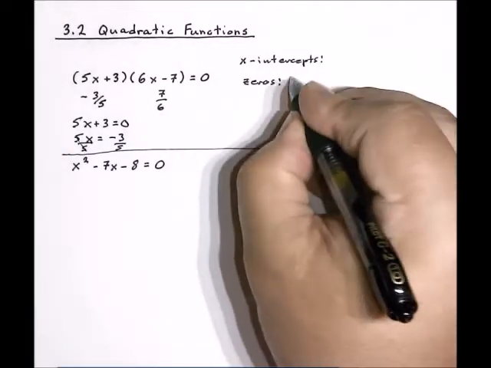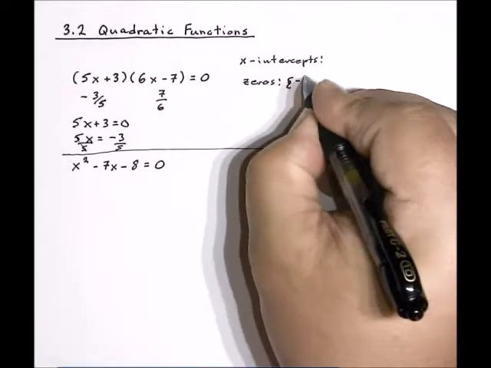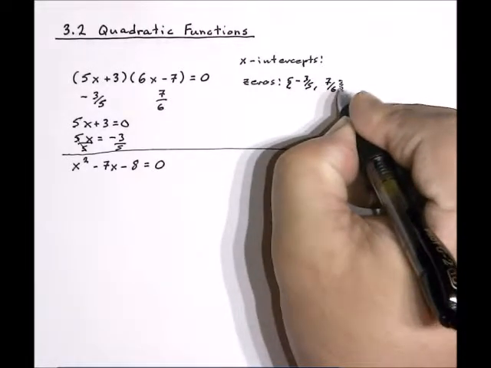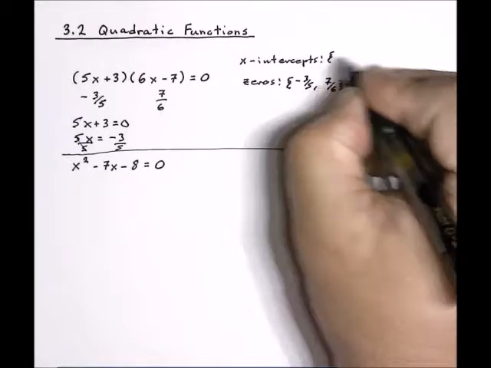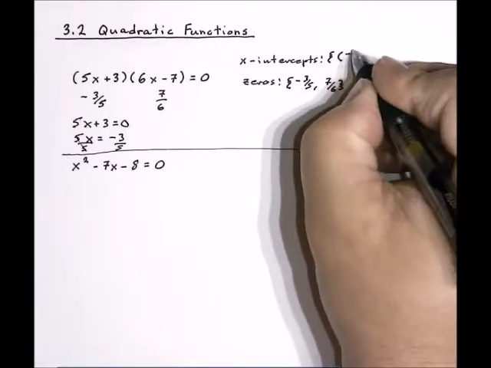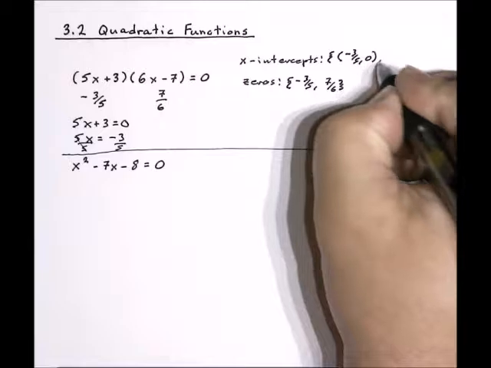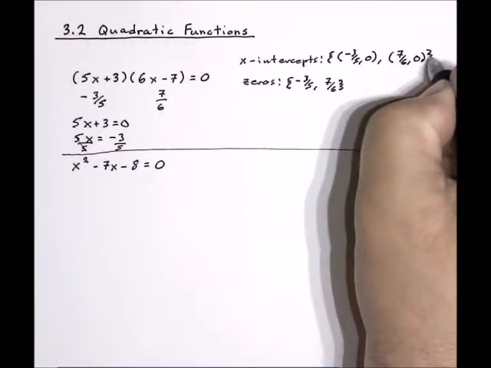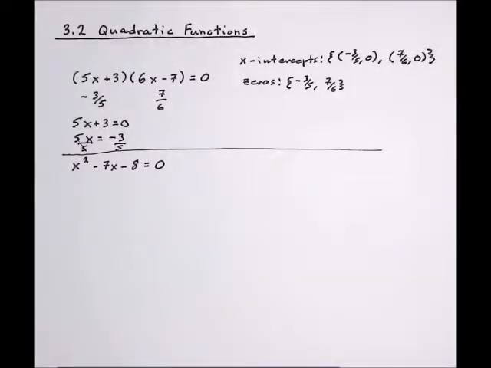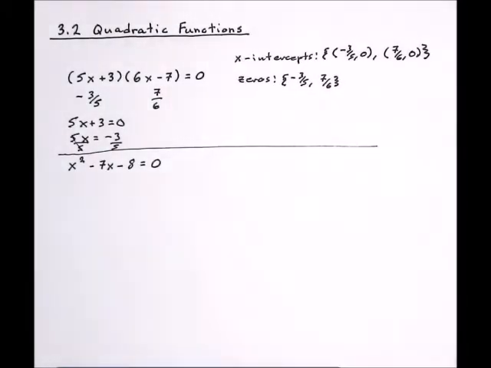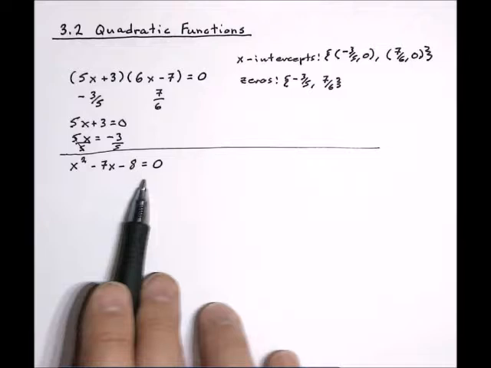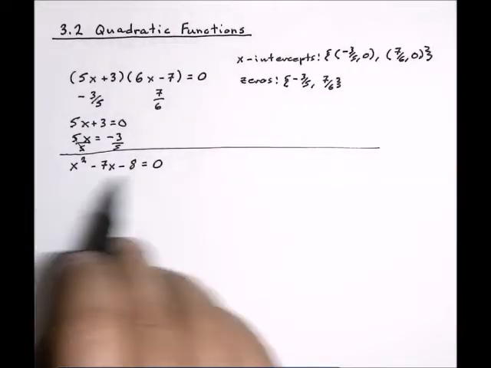So the zeros for this one are negative 3/5 and 7/6. And the x-intercepts are (negative 3/5, 0) and (7/6, 0). Same information, just in a slightly different form. Usually, however, you're going to have to do the factoring yourself. So here's a fairly easy one.